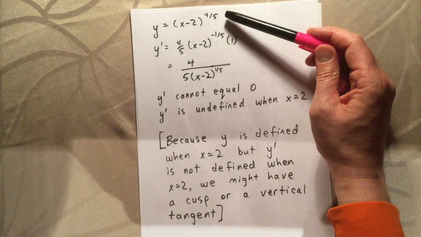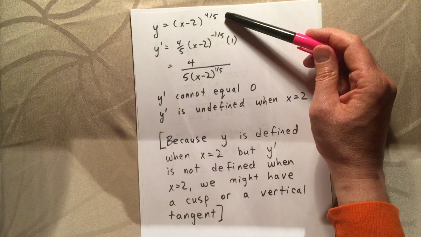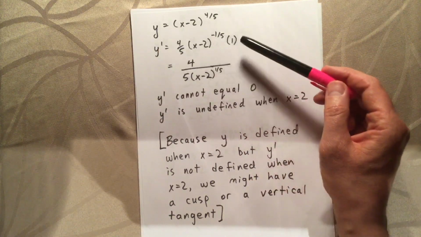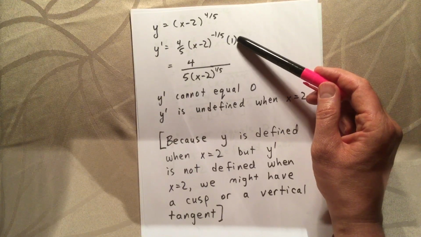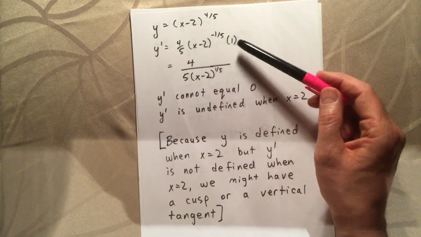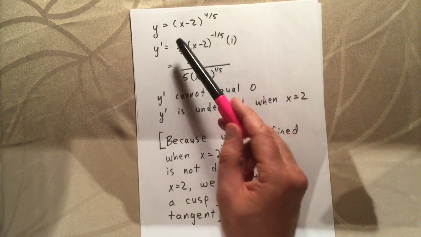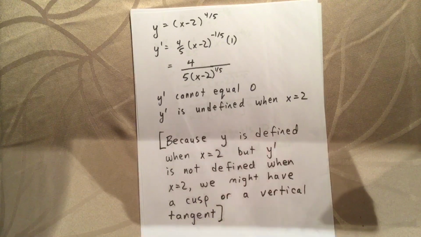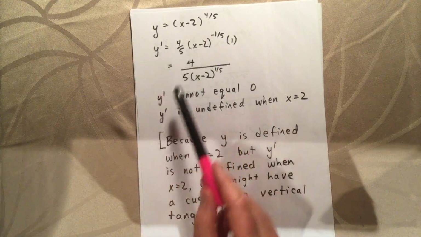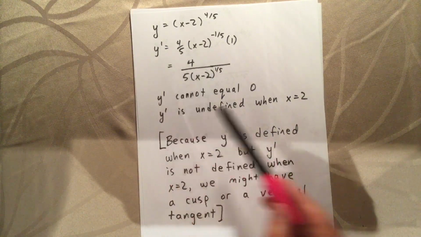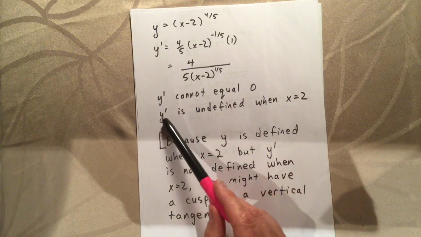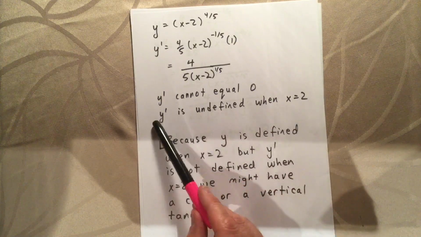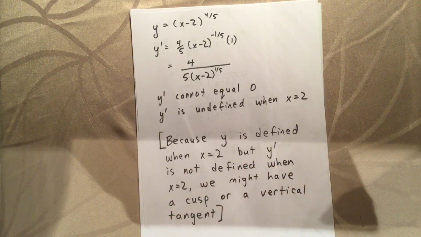Now let's consider our derivatives. Y equaling (x − 2) to the 4/5 means y prime is 4/5 (x − 2) to the −1/5 times 1, the derivative of the interior of that bracket. 4 is in the numerator, 5 is in the denominator, and (x − 2) to the 1/5 is in the denominator. That first derivative can't equal 0 because the numerator can't equal 0. But the denominator equals 0 when x equals 2, so y prime is undefined when x equals 2.